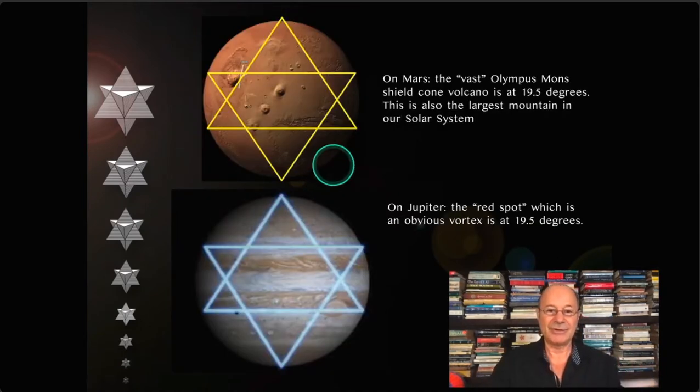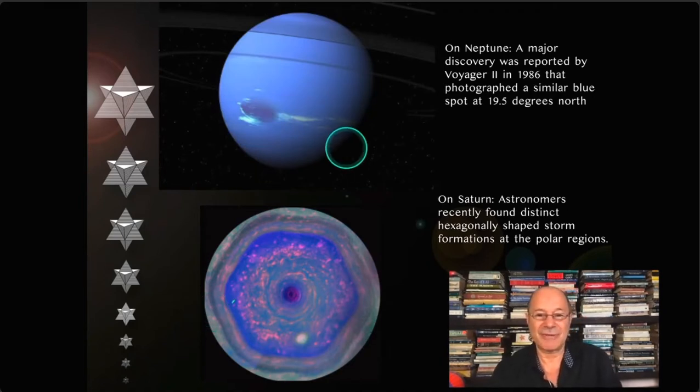So again, if we looked at the star tetrahedron on Mars, we already know that at 19.5 degrees above the equator, there's the vast Olympus Mons shield. It's like a giant cone volcano. It's the largest mountain in our solar system, right on that 19.5 degree latitude. And on Jupiter, the red spot that people talk about is over here, on that 19.5 degree latitude south. So this is a great topic because you can go to every planet. You can look at Neptune, and Voyager 2 discovered in 1986 that there was a big blue spot on Neptune. It's right on that latitude.